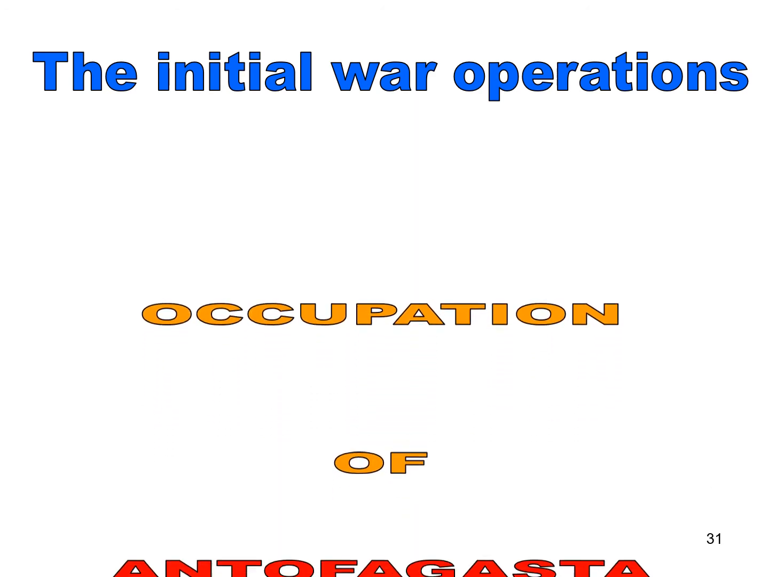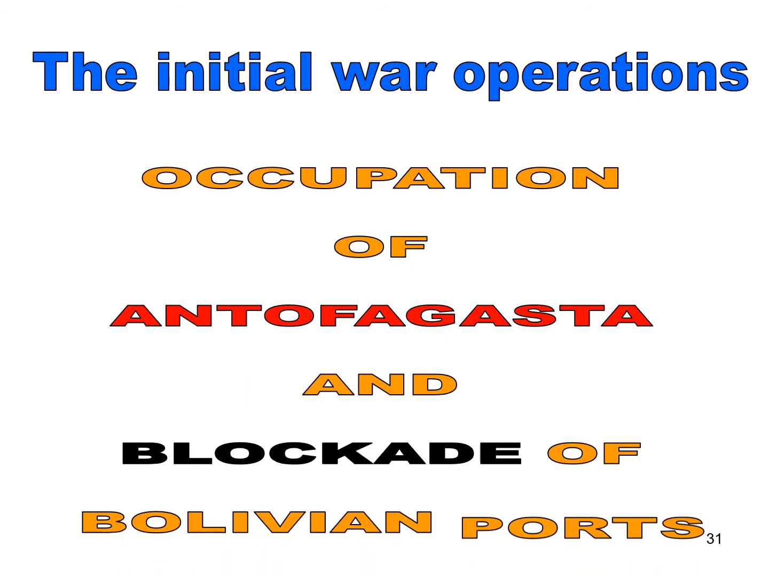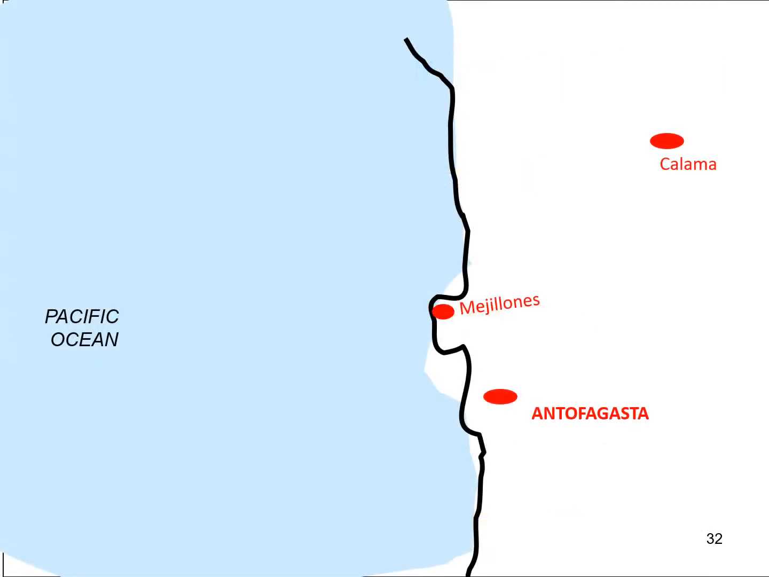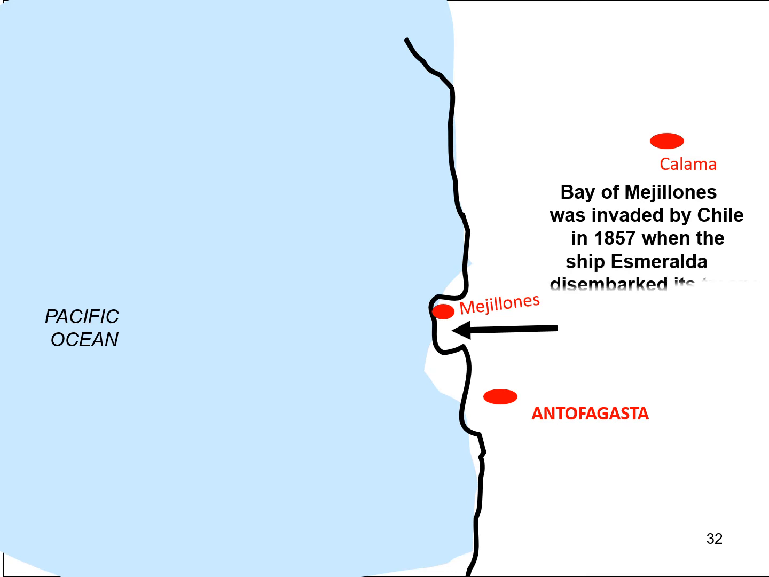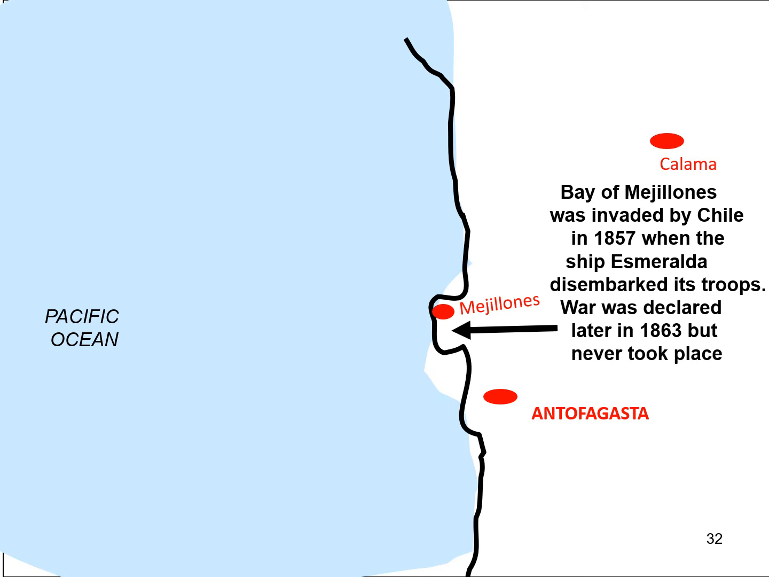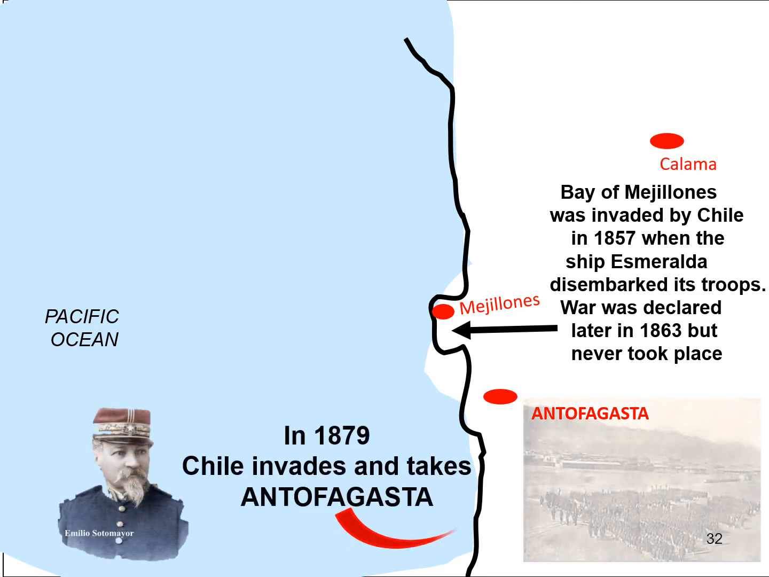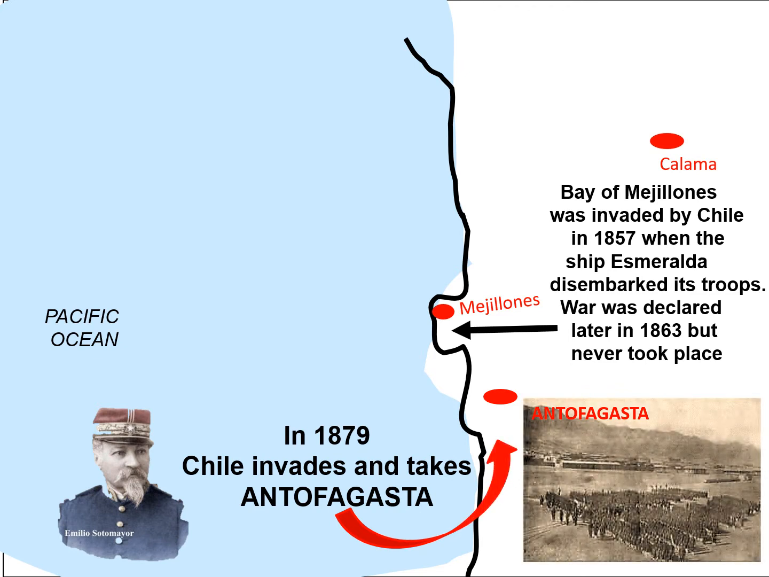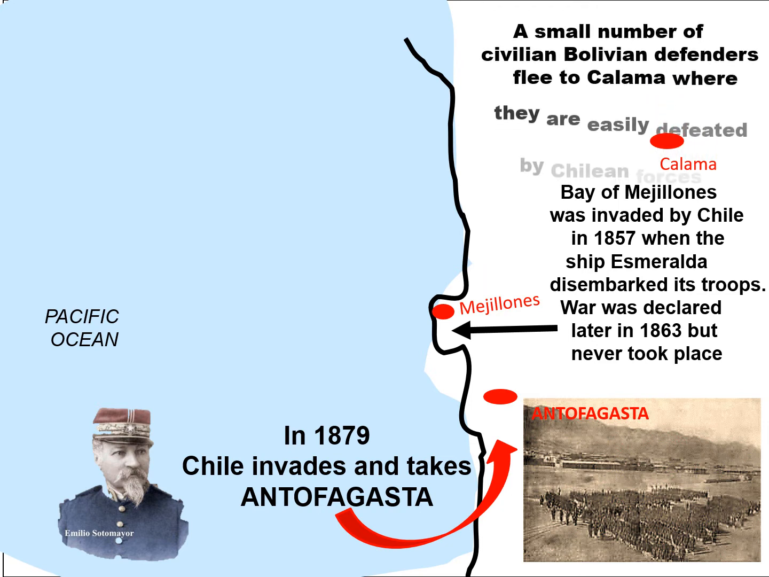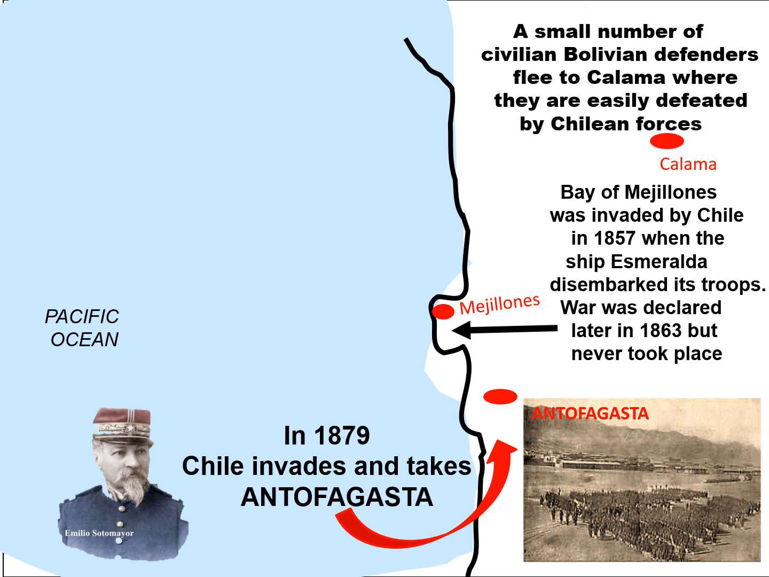The initial war operations started with the occupation of Antofagasta and the blockade of Bolivian ports. It was mentioned earlier how the Bay of Mejillones was invaded by Chile in 1857, when the ship Esmeralda disembarked its troops. War was declared later in 1863, but never took place. Again, in 1879, Emilio Sotomayor invades the city of Antofagasta. A small number of civilian Bolivian defenders flee to Calama, where they are easily defeated by Chilean forces.